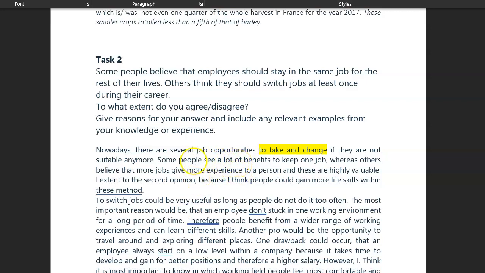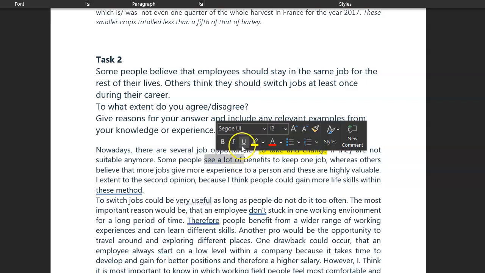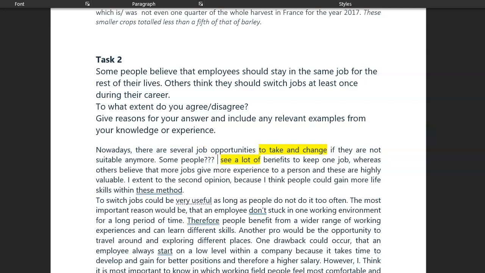Okay, now let's work out 2 things here I can see immediately. One is the level of academic English. So we wouldn't say a lot of, we would say significant benefits. So we have to upgrade the language. It has to be more academic. So some people, who would these people be? So I'm going to put a question mark here. Some employers, some commentators, some journalists. Avoid just using people all the time. See or point out significant benefits in keep one job, whereas others, so again, who would they be? Because you don't want to repeat this, believe that more jobs gives more experience, okay, that more job opportunities or more job gives more experience to a person, and these experiences are highly valuable.